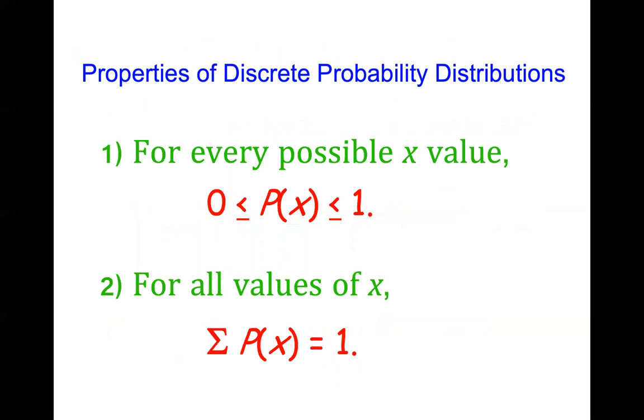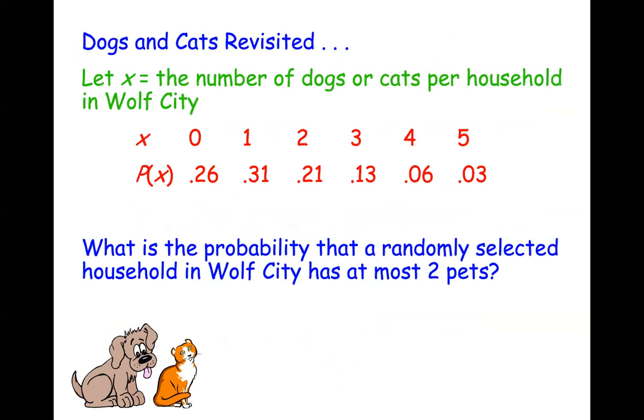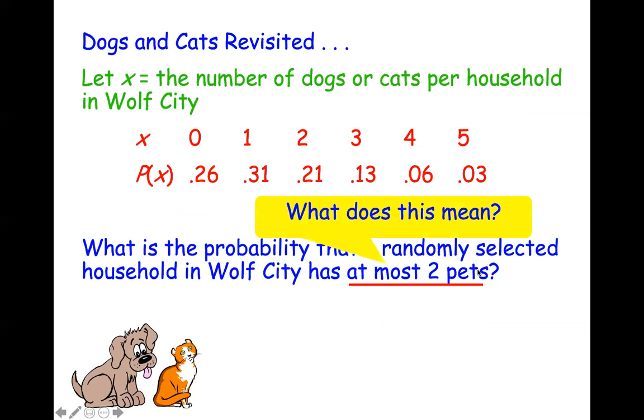All right, so let's try this. I think you guys will be really good at this. It's very intuitive. Going back to Wolf City, this is our probability distribution. The question is, what is the probability that a randomly selected household in Wolf City has at most 2 pets? At most 2 pets. All right, so focus on this.